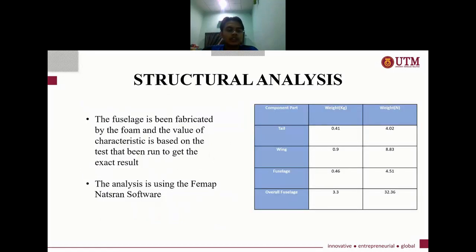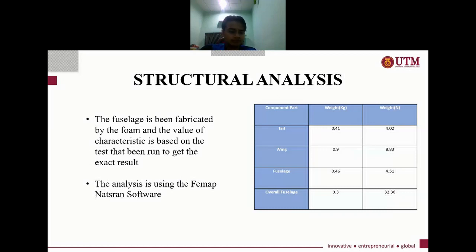So we move on to the structural analysis. The table shows the material properties of the aircraft being fabricated by the firm, and the values of the characteristics are based on tests that were run to get the exact results. The analysis is run by the simulation software.